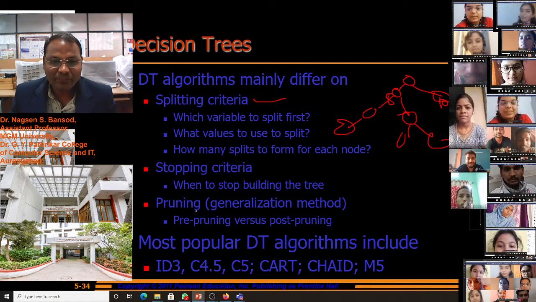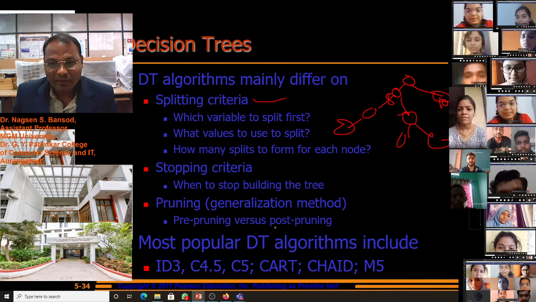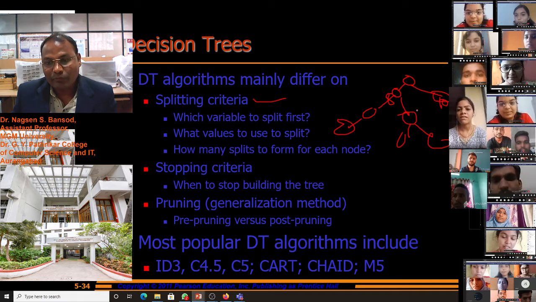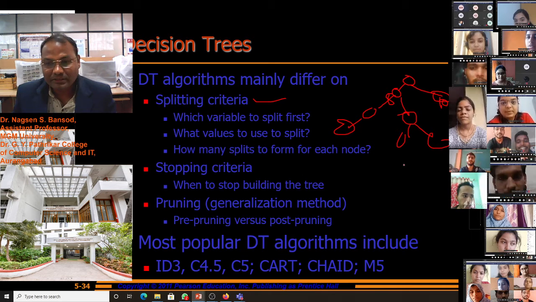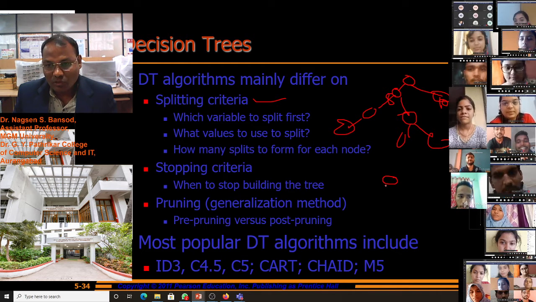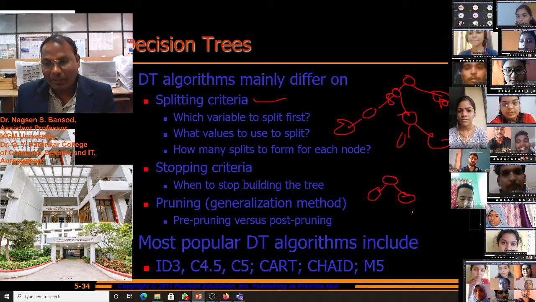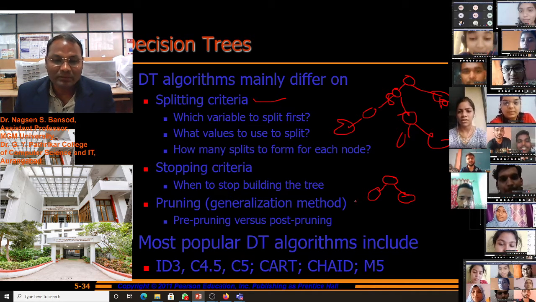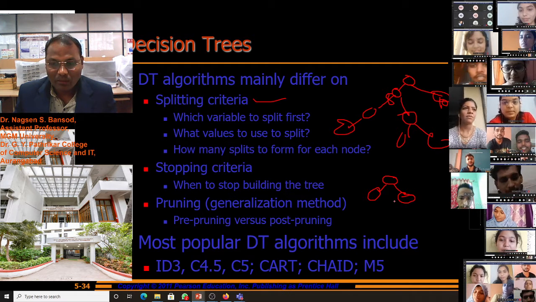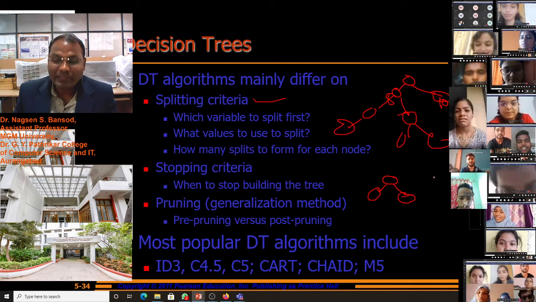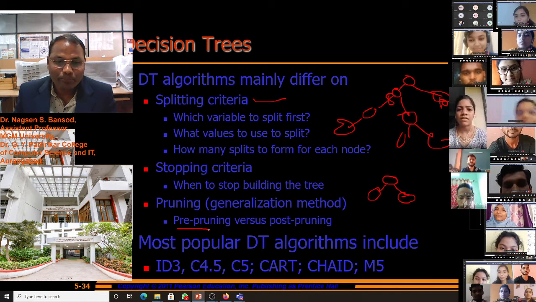Pruning means a generalization method, pre-pruning and post-pruning, before generalizing and after generalizing the decision tree. Post-pruning means suppose we see how many branches are useful to our application. And if we predict how many branches will be there, that is pre-pruning.